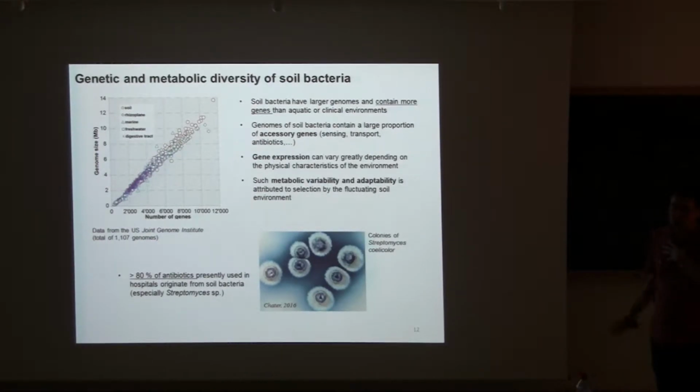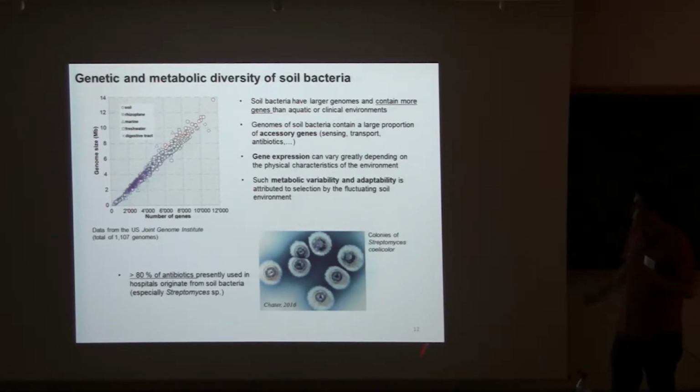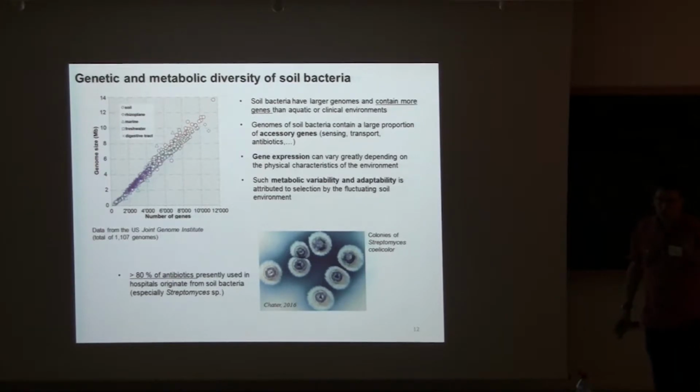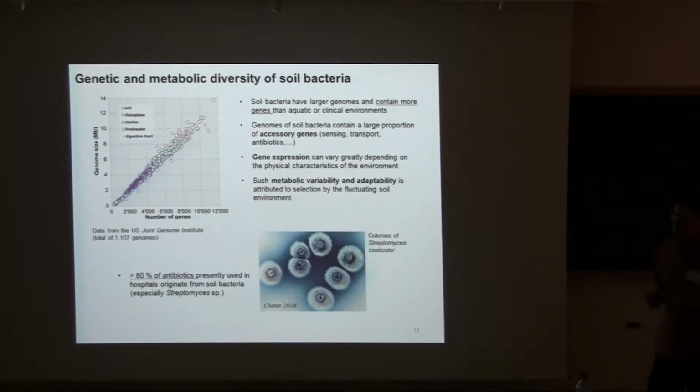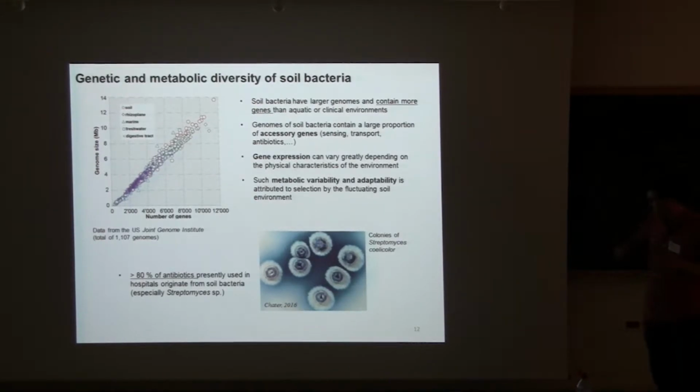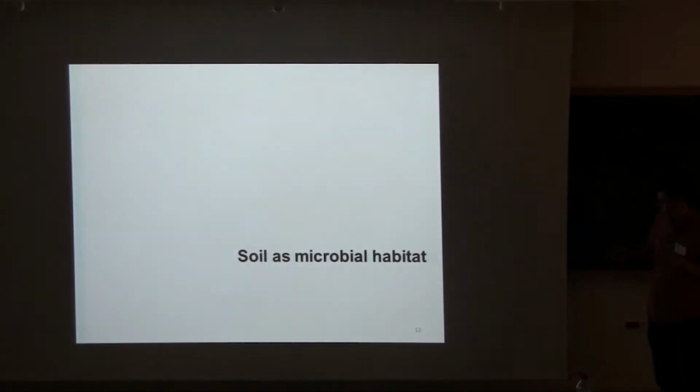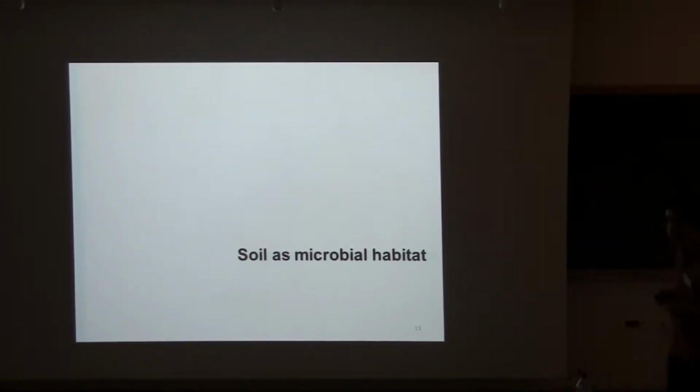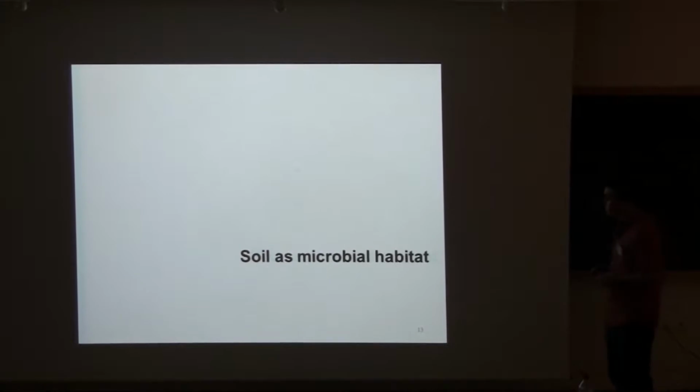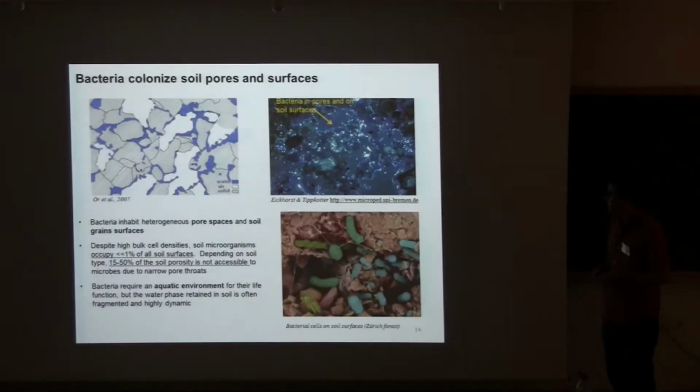Also, it's important to know that the genes that you have matter, but also what you do with them matters. Whether you express them or not can vary a lot, depending on what environment you live in. And there's a lot of metabolic variability, and we also saw some examples this morning with Philip. There's a tremendous diversity of metabolism in the microbial world. So that's it for this brief overview, and we're going to jump into the environment and talk more about the physical aspects of soil as a microbial habitat.